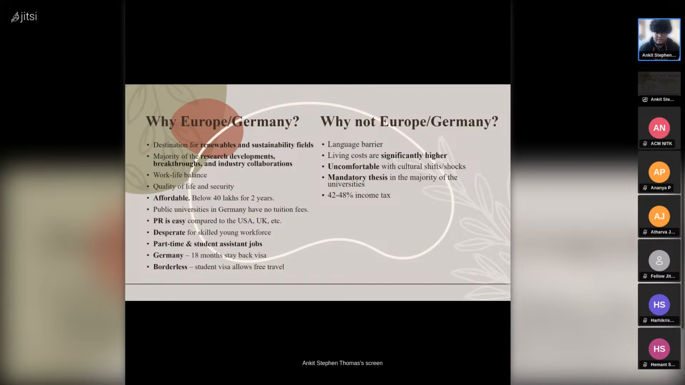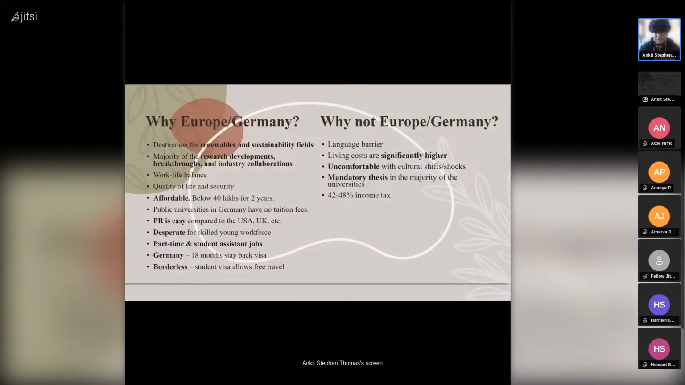Then comes, why not Europe or Germany, right? The language barrier in Germany is a major concern, because if you want to get a job in Germany, you need to know their language, and by knowing their language, I mean you need to be fluent in talking. There are people who get their B1 or B2 or C1 or C2 certificates in German, but they don't know how to talk. So it's not about the certificate, it's about how fluent you are with the language with respect to speaking.